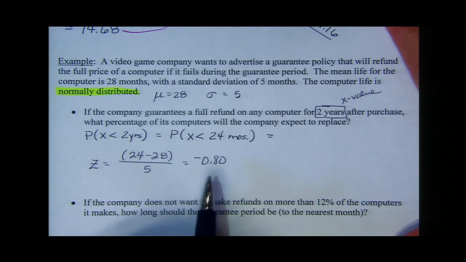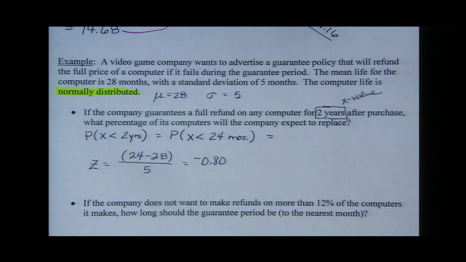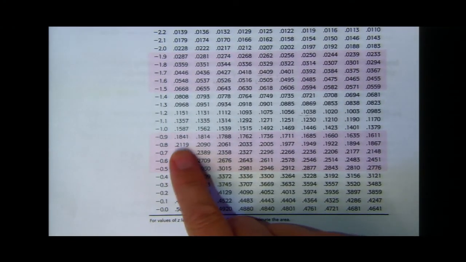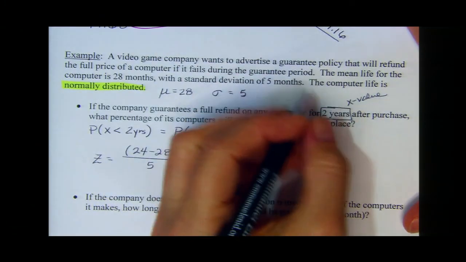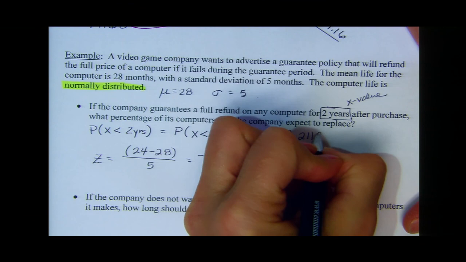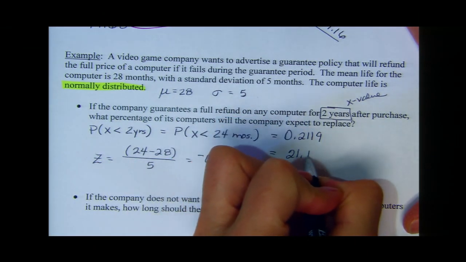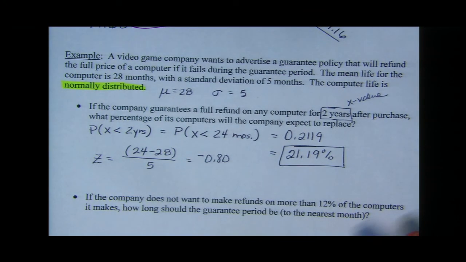So I'm going to go to my table now to find the probability, and it is a less than statement, so I just use the number from the table. So negative 0.80 is 0.2119. And it said what percentage? So this would be 21.19% of the time they're having to repair or replace the computers.